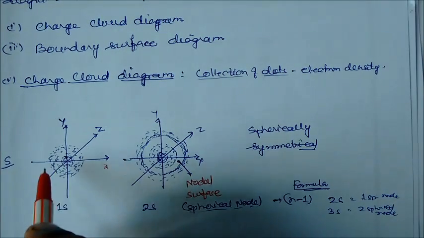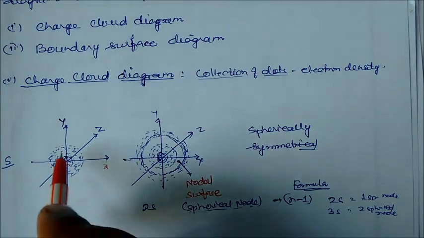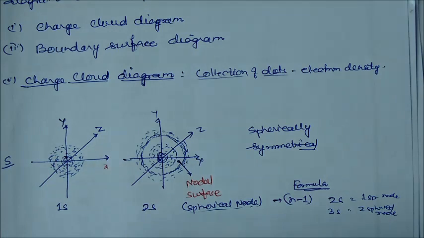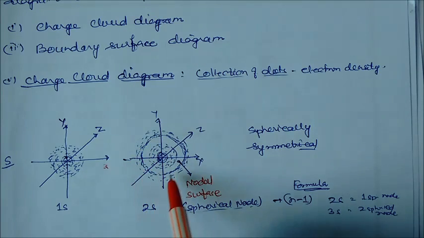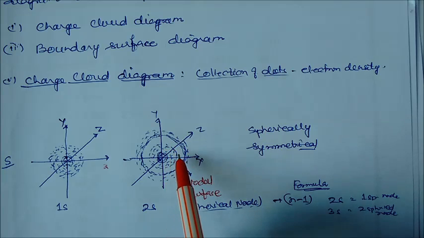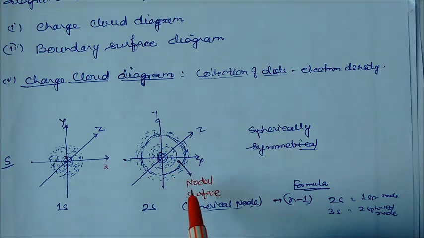So all these electrons are in the presence of dots. This is the charge density for 1s. If you see here 2s, there are two spheres. This is one dots and this is another dots. Here most of the electrons are there. We can see space in between the two dots. This space is called a nodal surface.